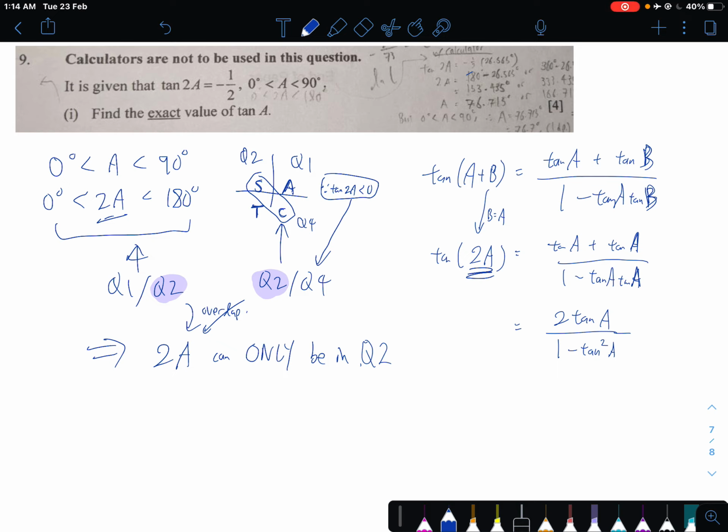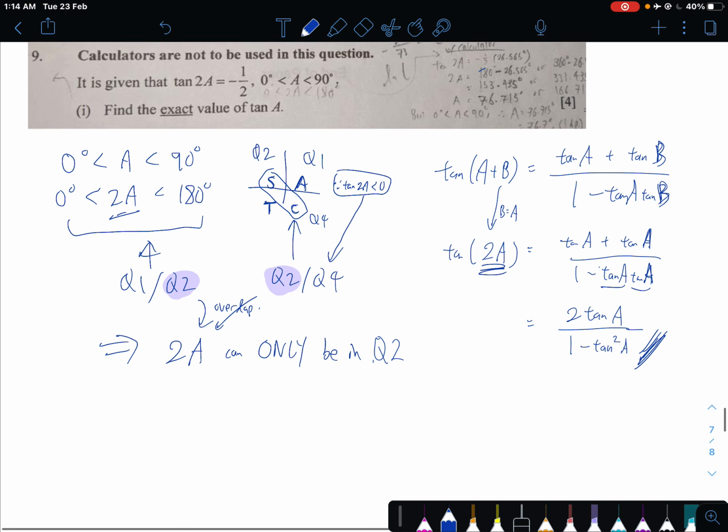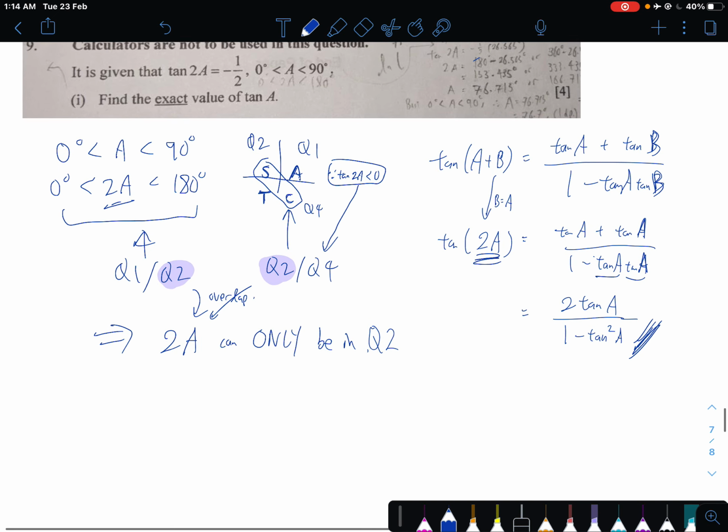Tan A plus tan A, 2 tan A, over 1 minus tan A times tan A. They're the same thing, so tan squared A. So that is the double angle formula for tangent. But what's so useful about this? Let me just copy down the question.